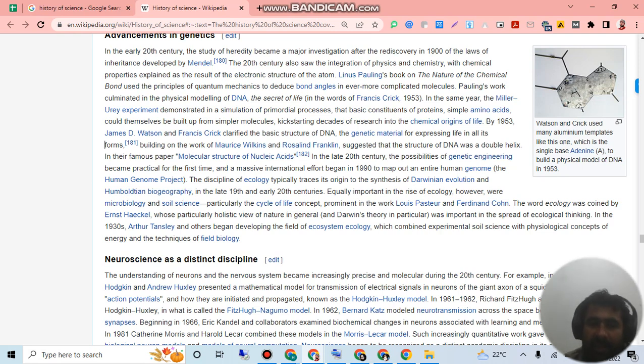In the 1930s, Arthur Tansley and others began developing the field of ecosystem ecology, which combined experimental soil science with the physiological concept of energy and the techniques of field biology.